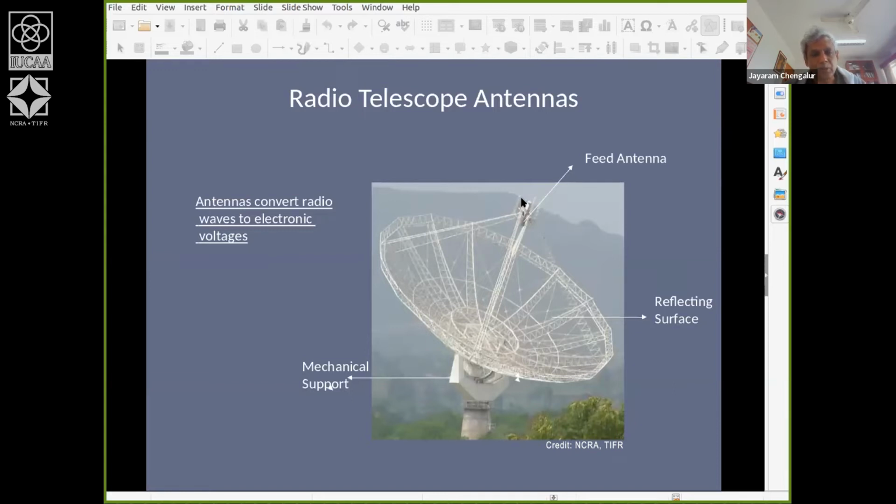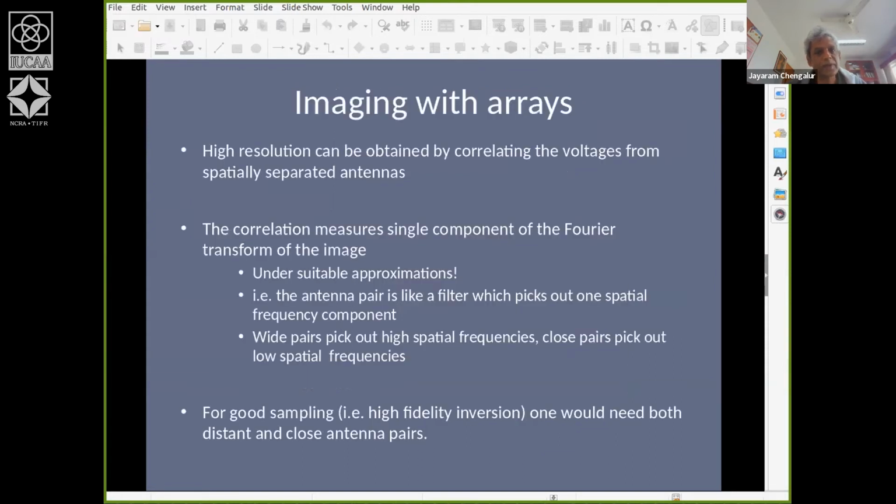Right. So this is one element of our 2-element interferometer, or one element of an interferometer. In the case of the GMRT, there are actually 30 antennas. So this is one out of the 30 antennas that we have. And again, to summarize what we did yesterday and looked at briefly today, you get a high resolution image by correlating the voltages between 2 spatially separated antennas. What this correlation does is to measure, as we saw formally, a single component of the Fourier transform of the image under suitable approximations.